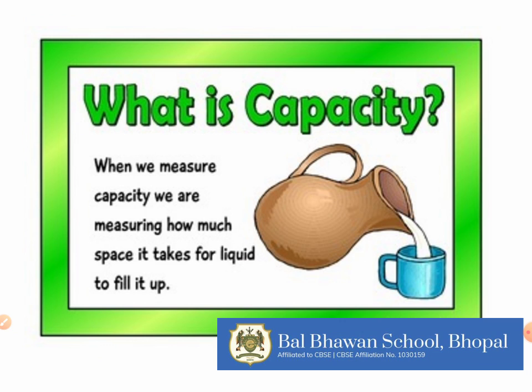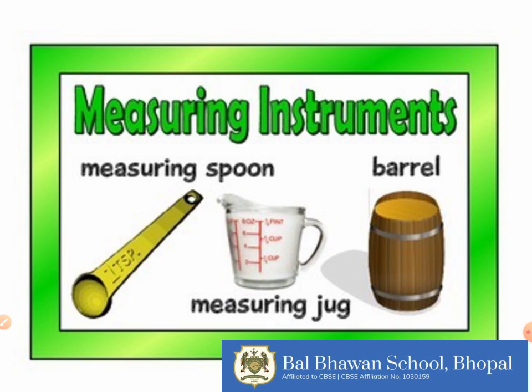So the total quantity of milk in the jug is more than the quantity of milk that can be poured in the cup. It means the capacity of the jug is more than the cup. We use different instruments for measuring capacity. For example, if we have to take a syrup, we will definitely use a measuring spoon.